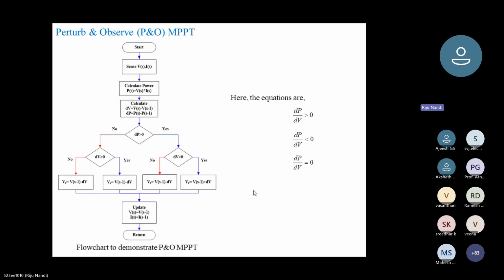If dP is greater than 0, then check whether dV is greater than 0. When dV is greater than 0, yes, VR equals VS minus 1 plus dV. For no, VR equals VS minus 1 minus dV. So you can see the flow chart. The equations are dP by dV greater than 0 on the left-hand side, dP by dV less than 0 on the right-hand side, and at the MPP point dP by dV equals 0.